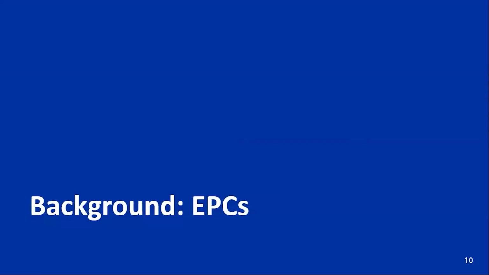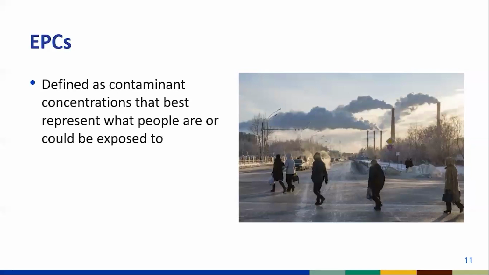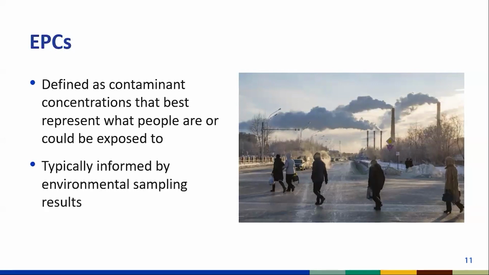Now that we have a sense of what's covered in the guidance, let's continue with some general background information on EPCs. Again, EPCs are broadly defined as contaminant concentrations for an environmental medium, such as air, water, soil, sediment, or biota, that best represent what people are or could potentially be exposed to. They're typically informed by environmental sampling results. They can also be based on modeled results, but for the purposes of this webinar, we're going to focus on measured environmental data.